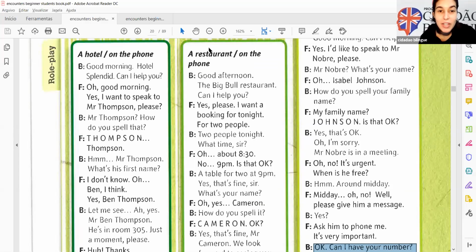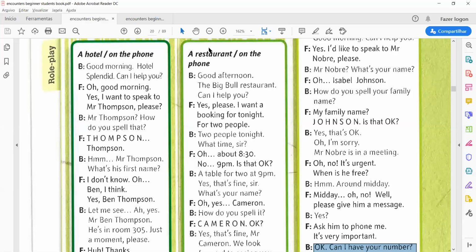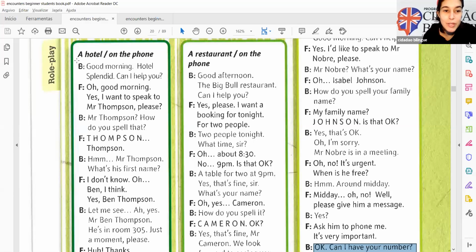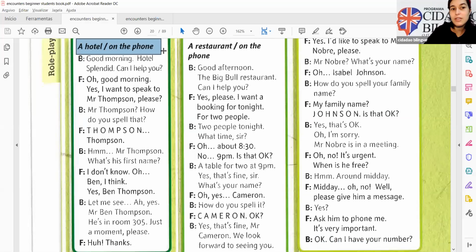No problem. Would you mind doing this exercise with Anderson? Você se importaria de fazer esse exercício com Anderson? Não, posso fazer sim. All right. So, we're going to do it like this. Anderson is going to read first, okay? Letter B, and then you're going to read letter F, okay? A hotel on the phone, the first role play. Any questions? If you don't know how to pronounce something, you can ask me, okay?